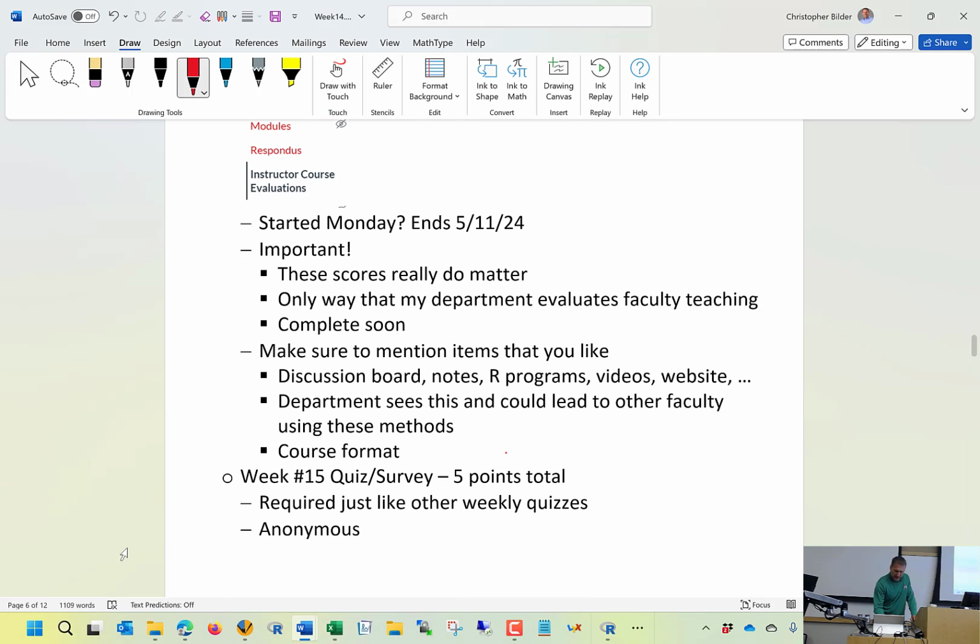I want to just emphasize that these are truly important. Please, please, please take the time to do these course evaluations. This actually is the only way that the department evaluates my teaching. I wish there was more, but this is the only way that it's actually done.